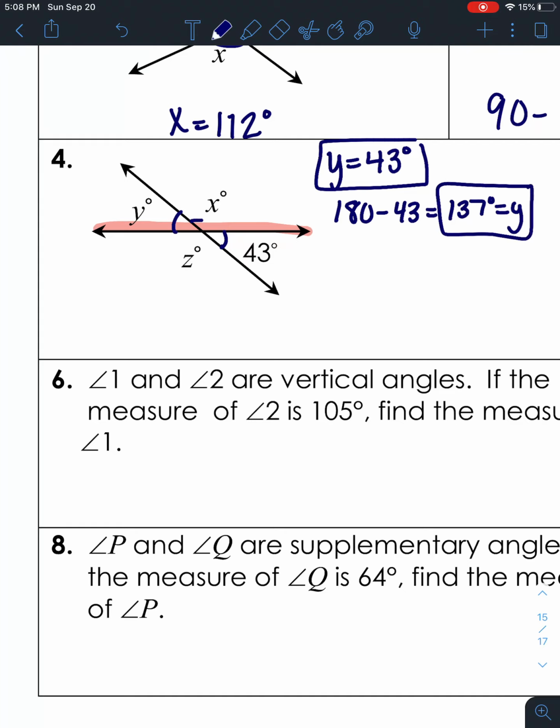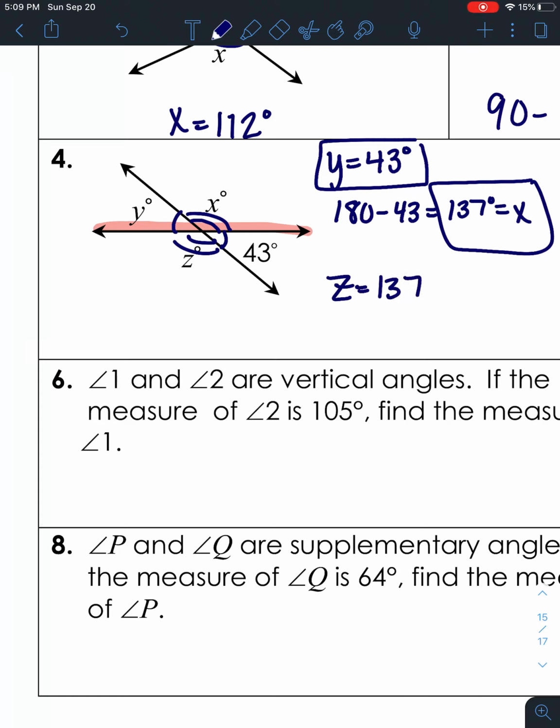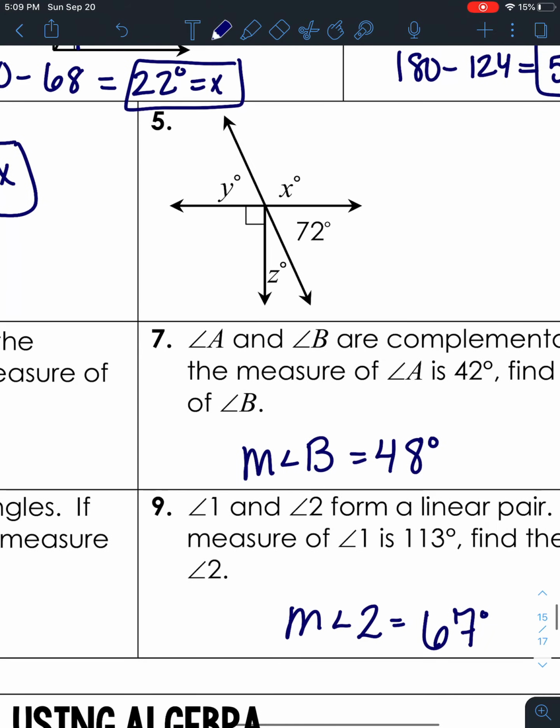Now we also know X and Z here, those are vertical angles, so those will also be congruent. So Z is going to be the same as X. X we just determined was 137 degrees. Thus, Z is also equal to 137 degrees. All right, now for a pretty complicated one.